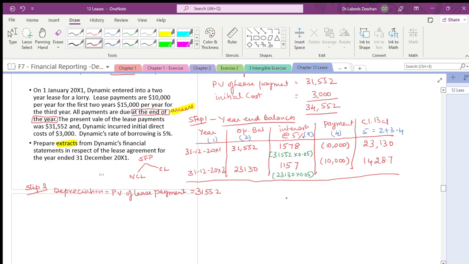31,552 plus initial cost. Is it right? Plus initial cost. How much? 3,000. How much will you get? 34,552. Depreciation. Is it right? 34,552 divided by 3 years. How much will you get? 11,517.